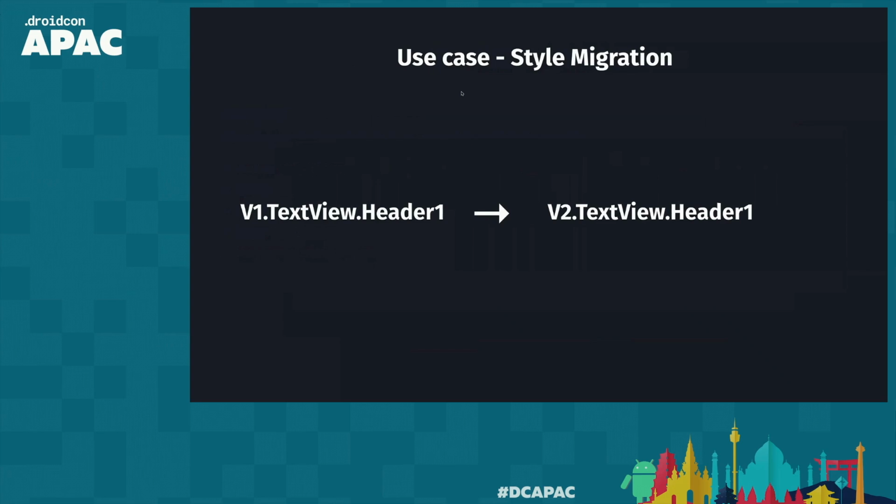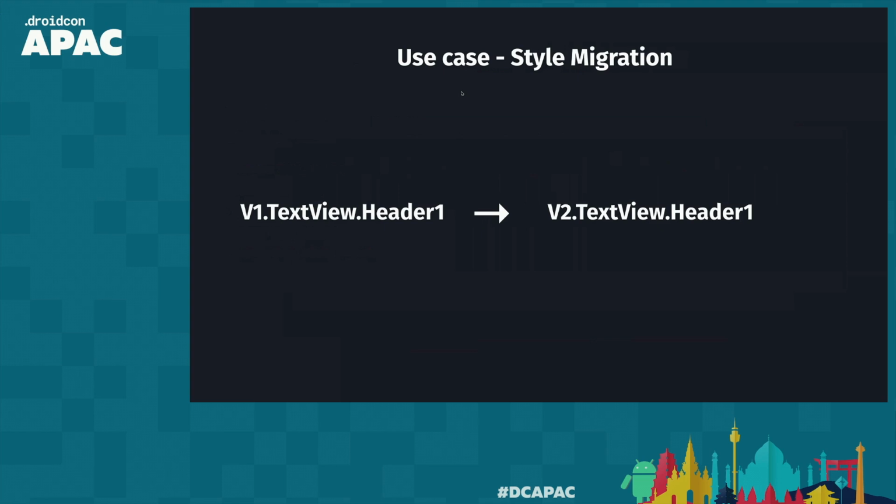Now let's take a look at a use case and then see how you can write the lint rule for the same. Here, the use case is a style migration. So consider a scenario where in your app, you had a version 1 of particular styles. In this case, I have a style that's named v1.textview.header1. Now, certain changes are being implemented in your code base, and going forward, you want everyone to use version 2 of the corresponding styles. It would be very handy if there's a lint rule for this.